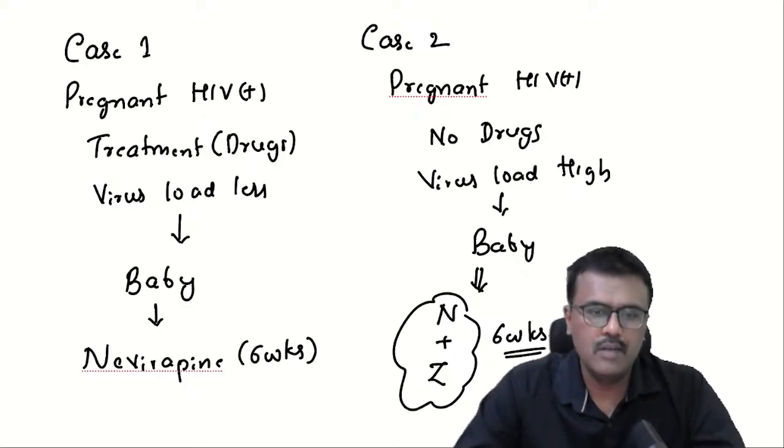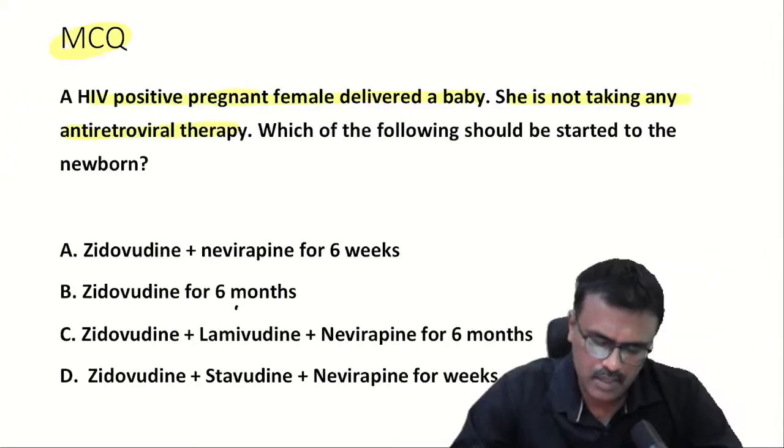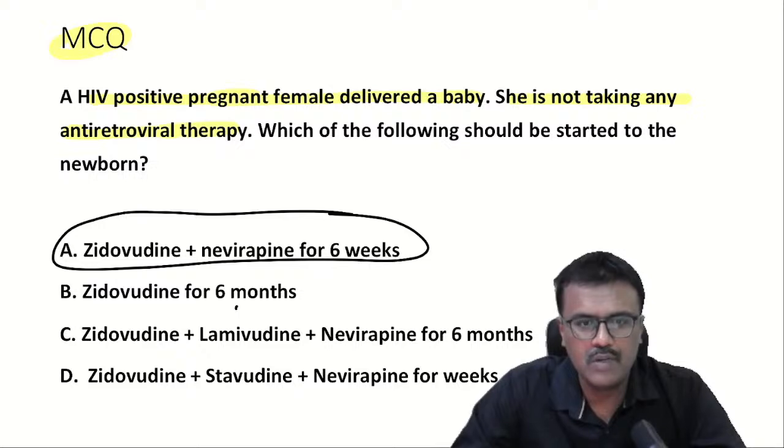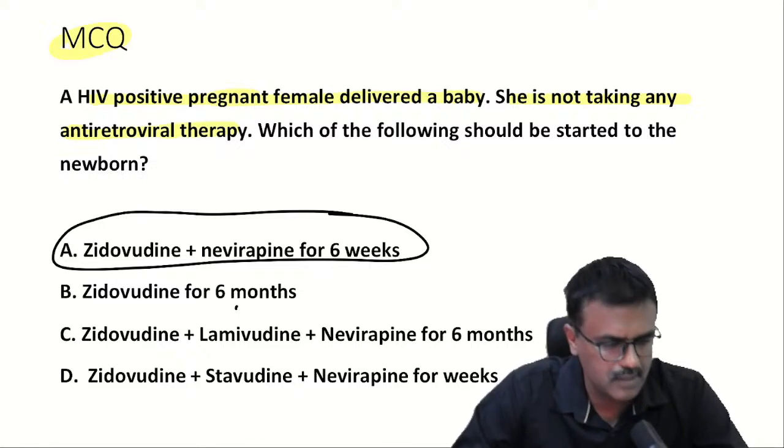So this is what you need to understand here. So the answer comes here. She is not taking any treatment. Zidovudine plus nevirapine for 6 weeks. Yes, most of you have answered it.